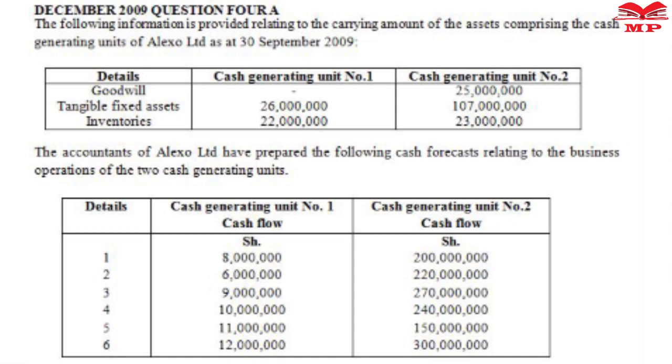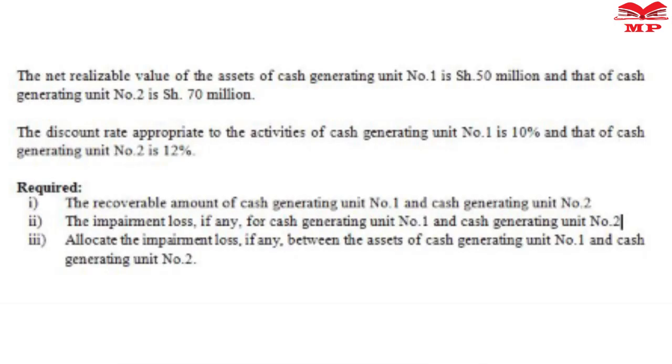We have the details, that's the year, 1, 2, 3, 4, 5, and 6, cash generating unit number 1 cash flows, cash generating unit number 2 cash flows. The net realizable value of the net assets of cash generating unit number 1 is 50 million, and that of cash generating unit number 2 is 70 million. The discount rate appropriate to the activities of cash generating unit number 1 is 10%, and that of cash generating unit number 2 is 12%.